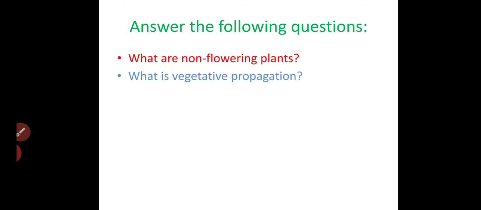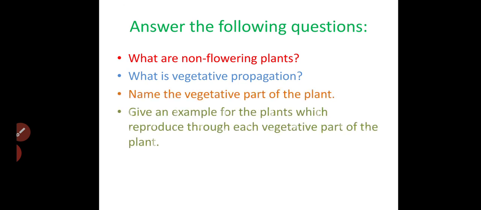So children, answer these questions. What are non-flowering plants? What is vegetative propagation? Name the vegetative parts of the plant. Give an example of the plants which are produced through each vegetative part of the plant.